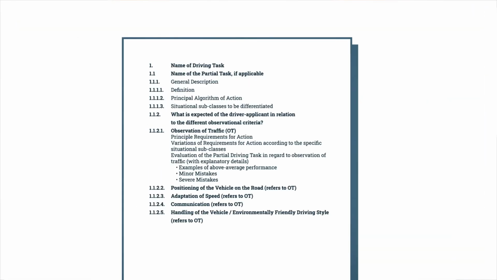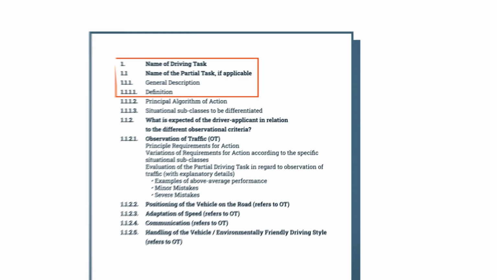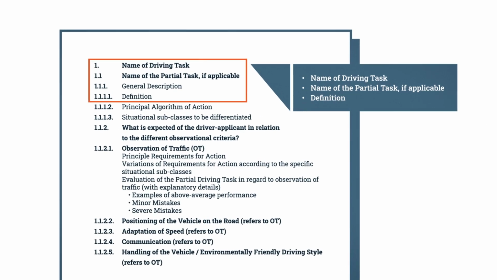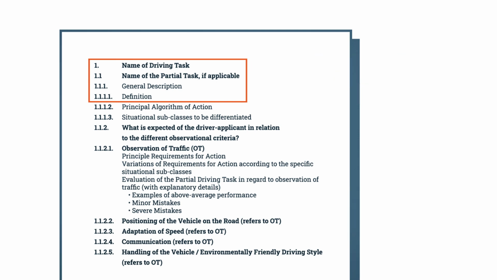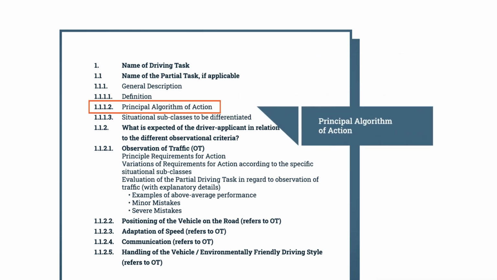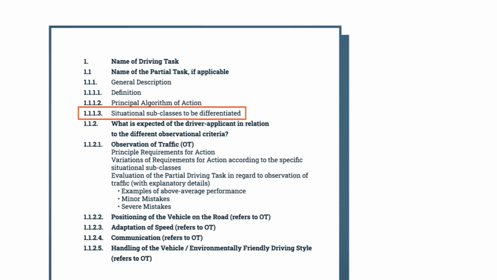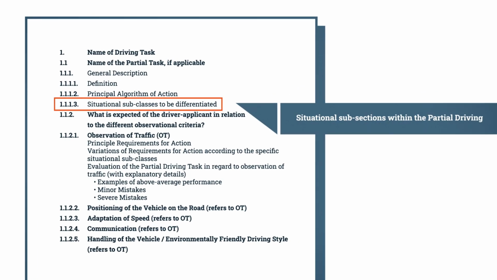What does the structure of the catalogue of driving tasks look like? First, each driving task or partial driving task is defined. This is followed by the principal algorithm of action, which describes the actions that are basically to be carried out to correctly master the driving task. Situation subclasses are defined for some driving tasks. There are special forms of a driving task that require special driving behavior.